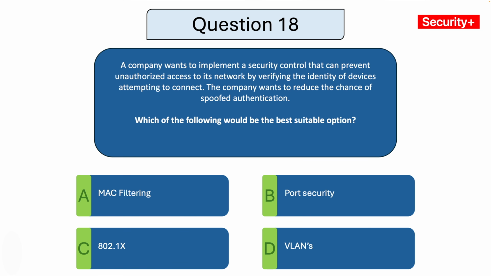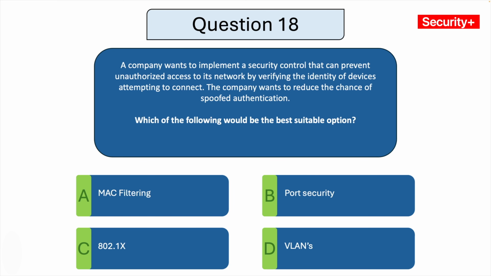Which of these options would require appropriate authentication before the device can connect to the network? But another key thing is the reduced chance of spoofed authentication. So let's go ahead and think about it. I'm going to rule out VLAN right away. VLANs don't usually provide authentication for devices, so ruling that out.